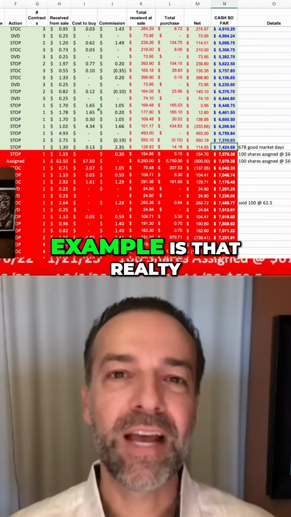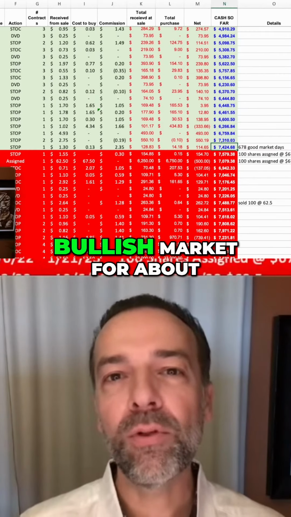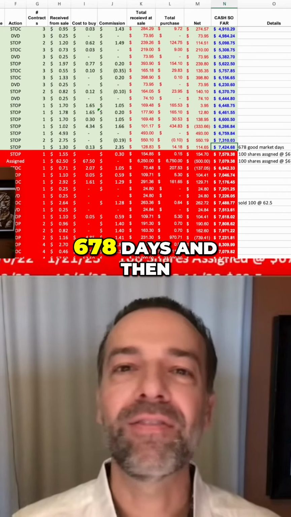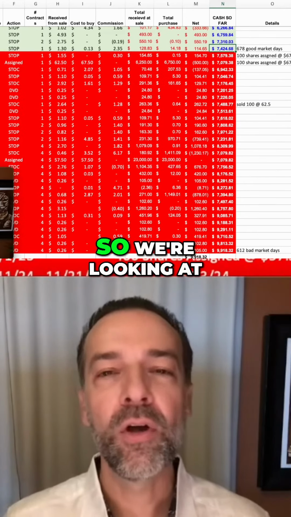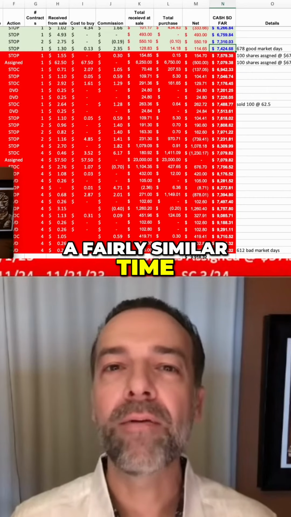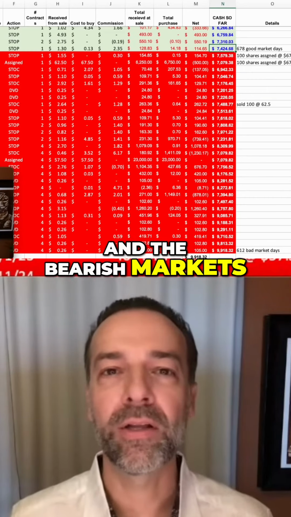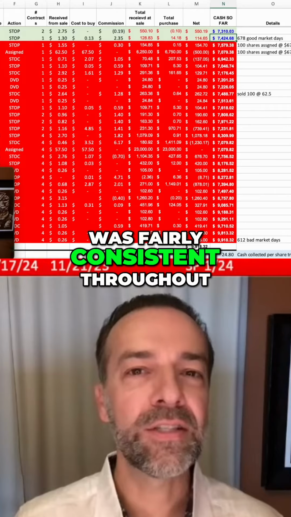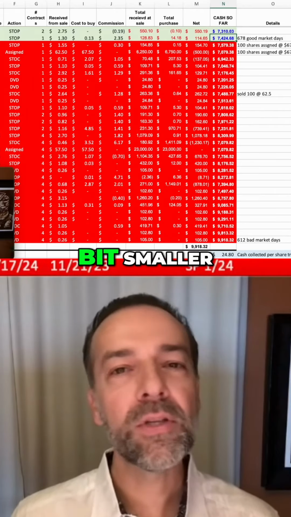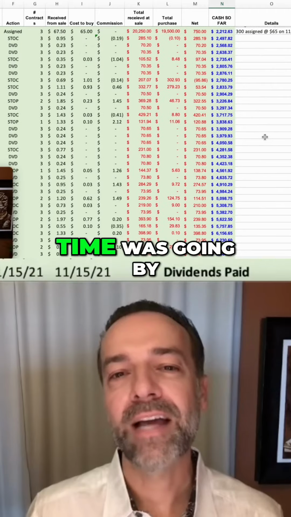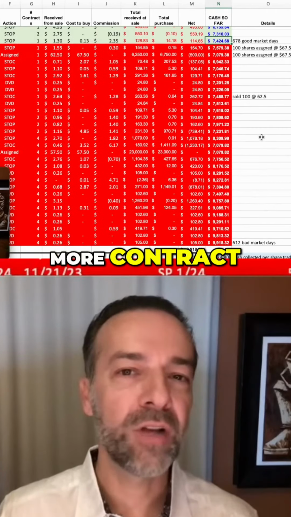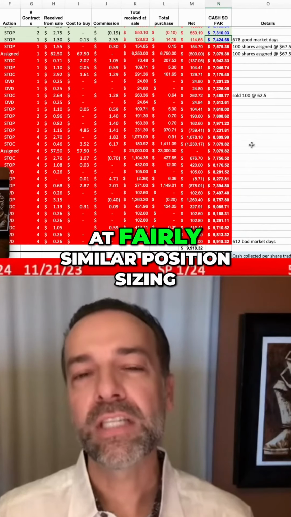What's nice about this example is that Realty Income was in a bullish market for about 678 days, and then it was in a bearish market for about 612 days. So we're looking at a fairly similar time frame for the bullish and the bearish markets. And our position sizing was fairly consistent throughout this entire process. It was a little bit smaller back up in here, when we were selling put options during the bullish cycle, and as time has gone by, we've been selling one more contract. But overall, we're looking at fairly similar position sizing.